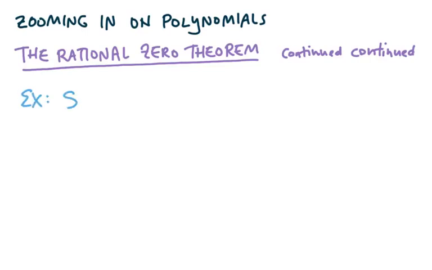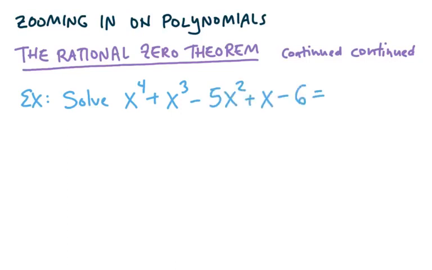So we're going to solve, this time, x to the fourth plus x cubed minus 5x squared plus x minus 6 equals 0. So basically this is no different than saying find the zeros of the polynomial. Sometimes the wording of it can make us feel like we're doing different things, but it's really equivalent. So, complex polynomial, right? I mean, it looks kind of messy.